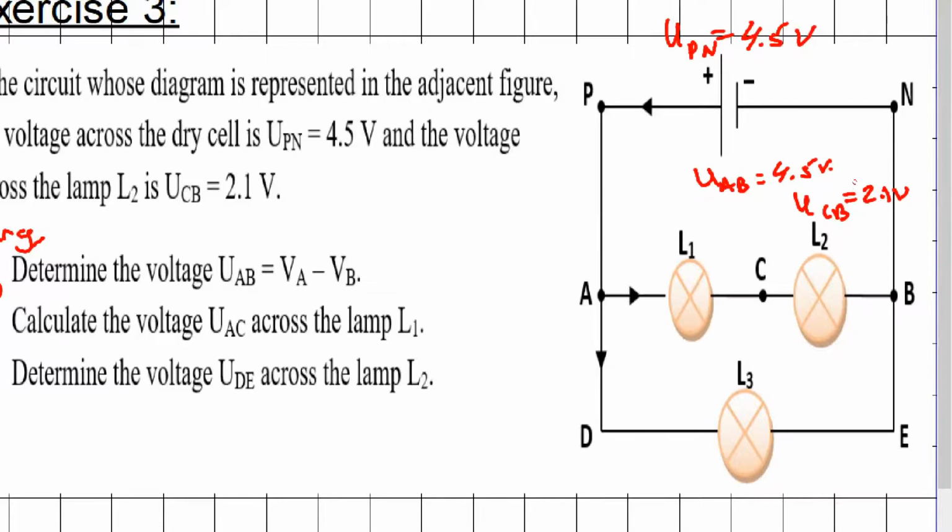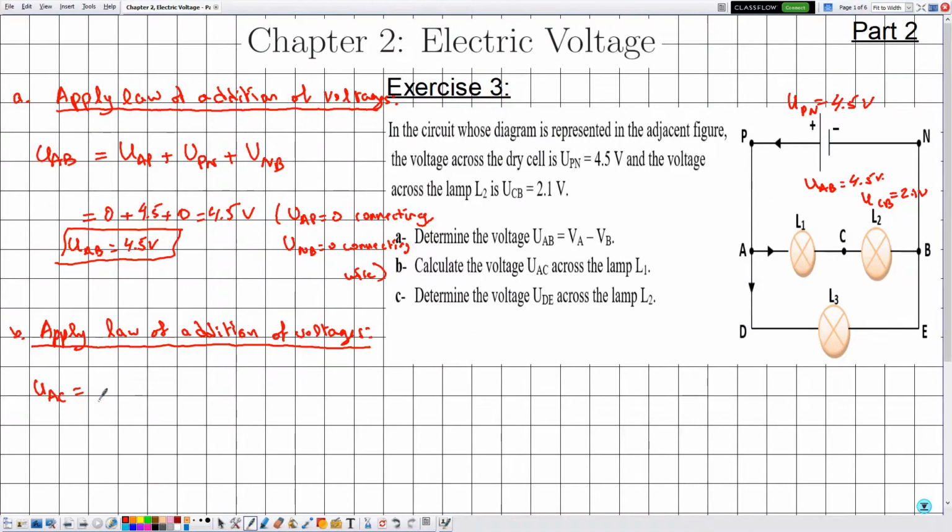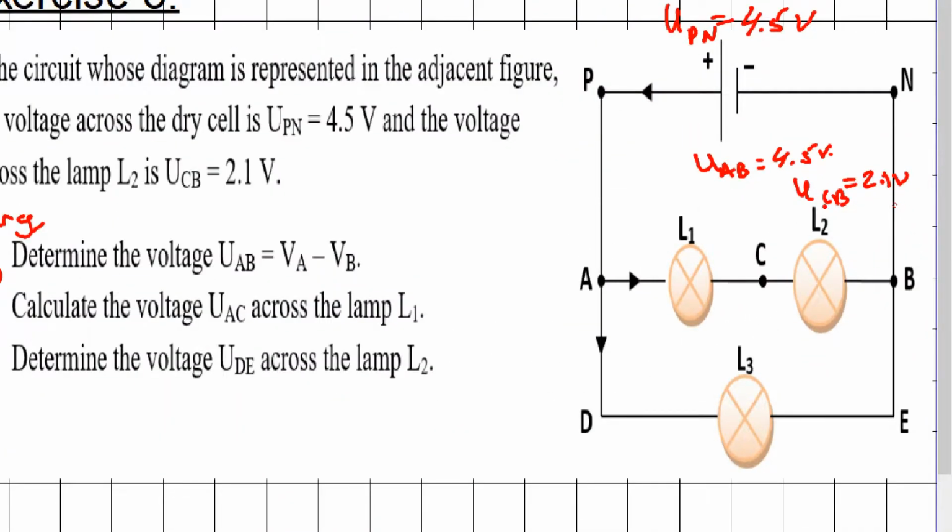Then from A we'll go to the point P, from P to N, and to B, and B back to C. So we have started with A, ended with C, and each letter we have inserted it twice. Then UAP plus UPN plus UNB plus UBC. Okay, so UAP is equal to 0 justified previously, UPN is equal to 4.5, now UNB is equal to 0 justified previously. Now UBC, notice that here in this case UCB is equal to 2.1 volts.